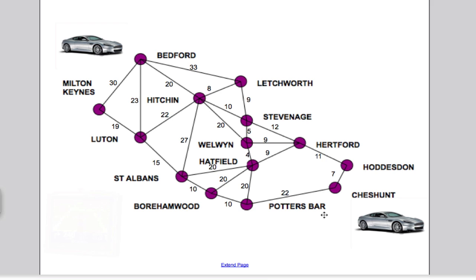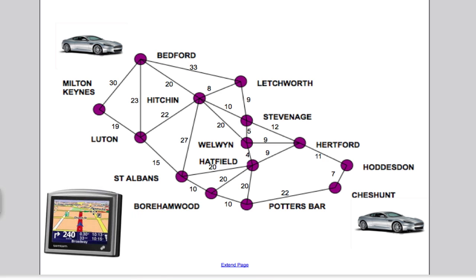So an understanding of graphs and the algorithms that work on graphs is essential for everyday life. And you might be interested to know that our sat-navs and TomToms etc. use these algorithms to program in how to get between various places. Okay, so understanding how these work is fundamental to everyday life.